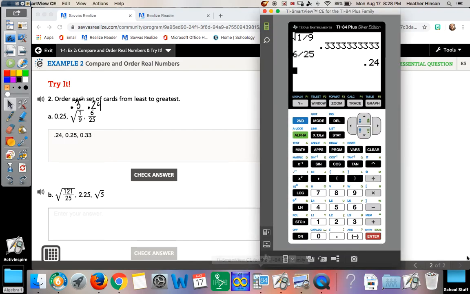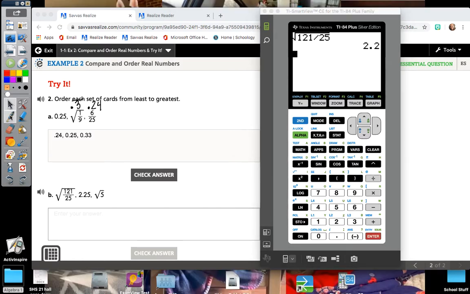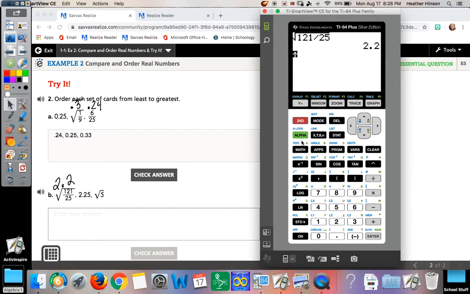Okay, so hopefully you paused the video and tried it by yourself. Let's check it. So the first one, let's change it to decimals. We have square root of 121 over 25. That's 2.2. And the next one is 2.25. That's already a decimal. And the last one is square root of 5. And that'll give us 2.24 if we round it correctly.